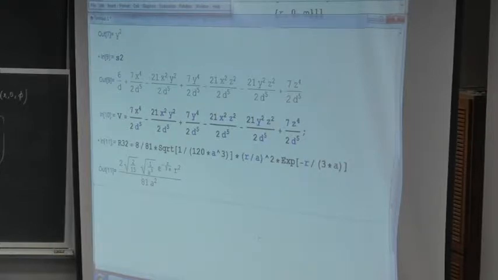Now my d1 equals R32, the radial part, multiplied with a spherical harmonic with L equals 2, m equals 0, and my variables are theta and phi. Okay, so this is my d1.